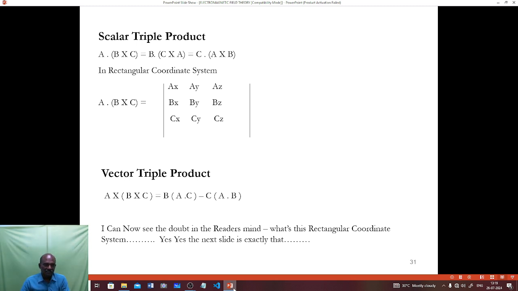But the vector triple product is not giving a scalar value. So they are producing vector values. A cross B cross C gives B into A dot C minus C into A dot B. So they are giving vector values.